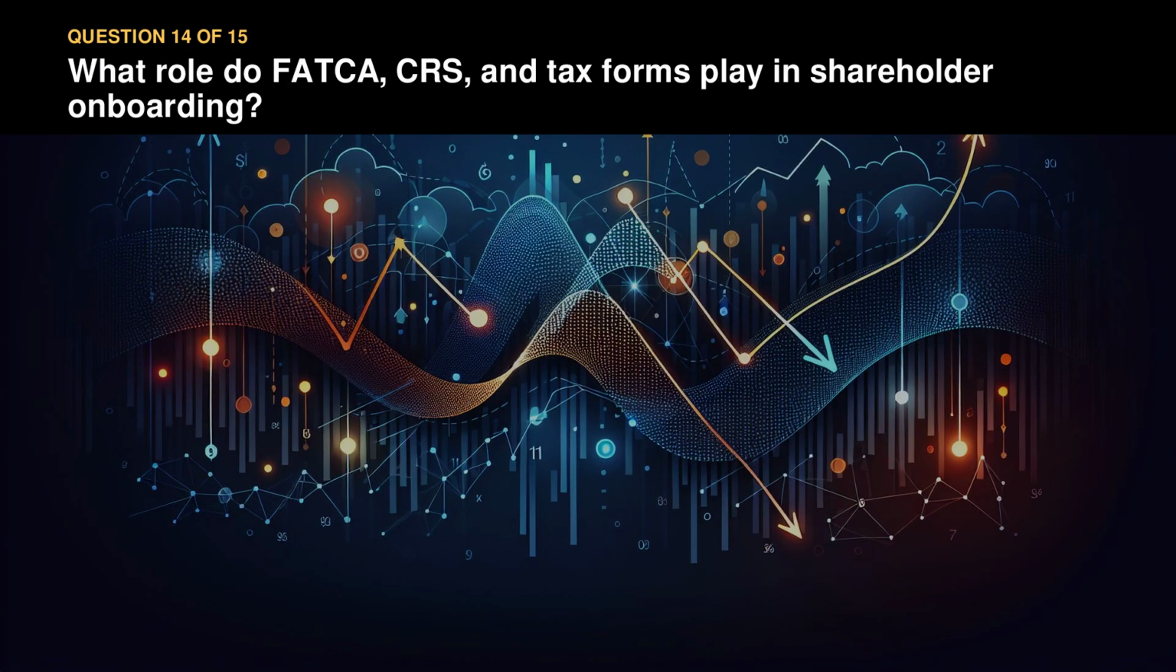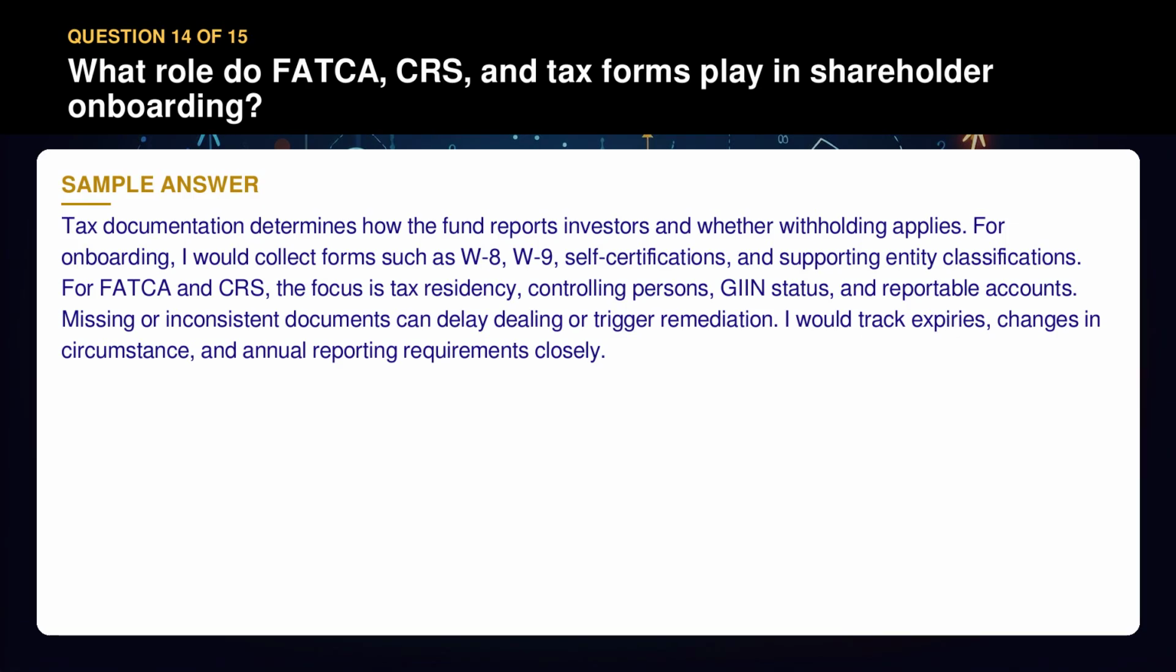Question 14. What role do FATCA, CRS, and tax forms play in shareholder onboarding? Tax documentation determines how the fund reports investors and whether withholding applies. For onboarding, I would collect forms such as W-8, W-9, self-certifications, and supporting entity classifications. For FATCA and CRS, the focus is tax residency, controlling persons, GIIN status, and reportable accounts.